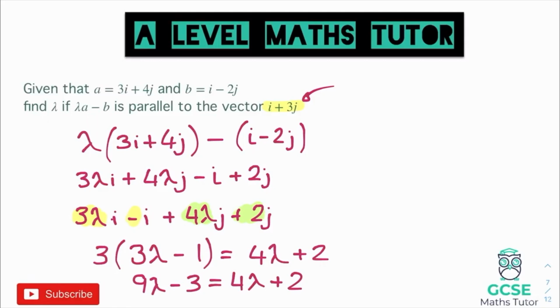So 9 lambda take away 3 has to be equal to 4 lambda plus 2. And now we've got a nice easy equation to solve. So let's solve this over here. Let's minus 4 lambda from both sides. That would leave us with 5 lambda. And let's add 3 to the other side, and that's going to equal 5. So 5 lambda equals 5, so 1 lambda, when we divide by 5, has to equal 1. And there's our final answer.